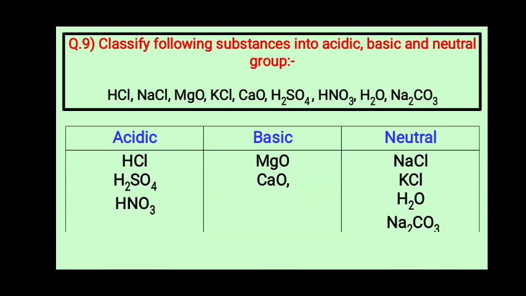So you can make a table like this: acidic, basic and neutral. All the acidic substances you can write together: HCl, H2SO4, HNO3. Basic substances: MgO and CaO. And last one, neutral substances: NaCl, KCl, H2O and Na2CO3.